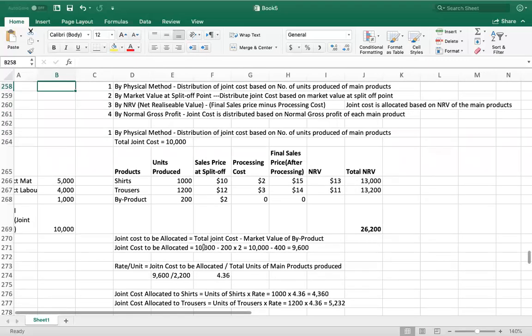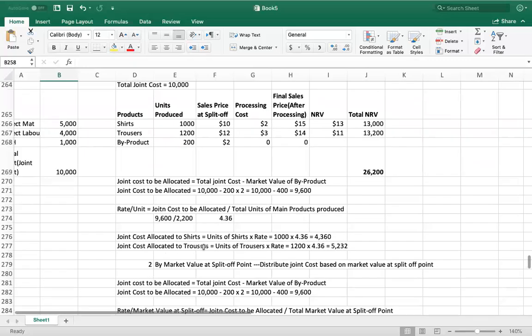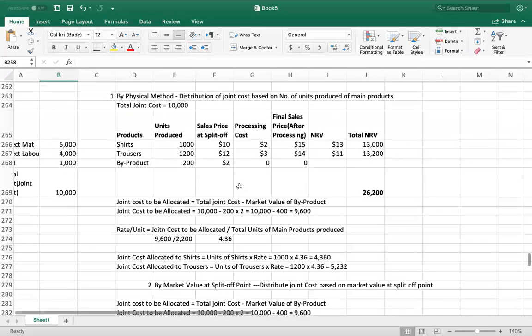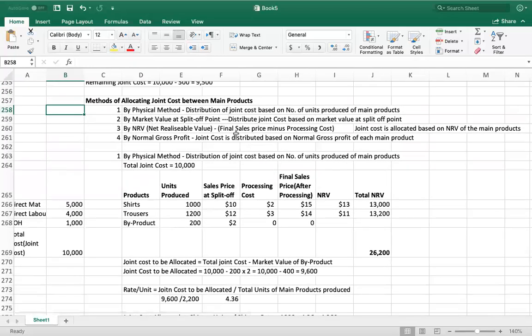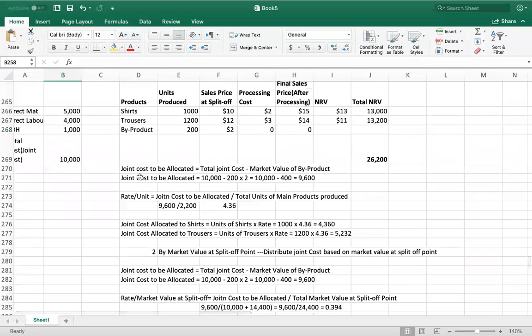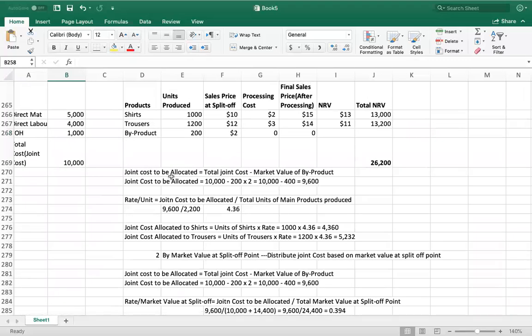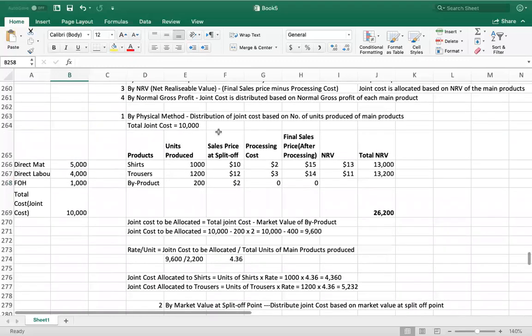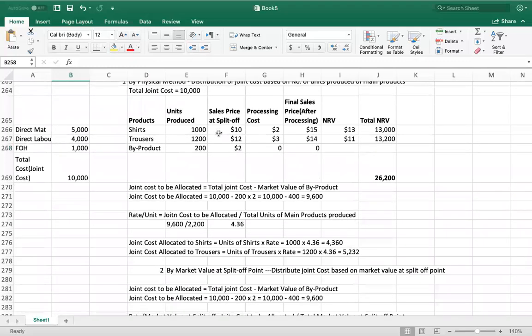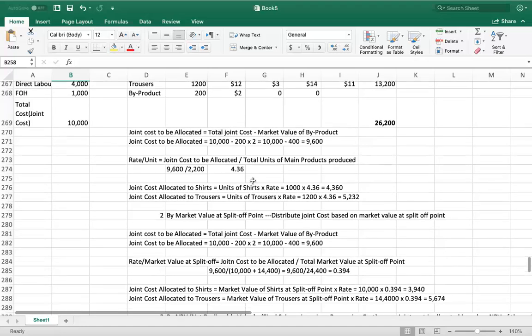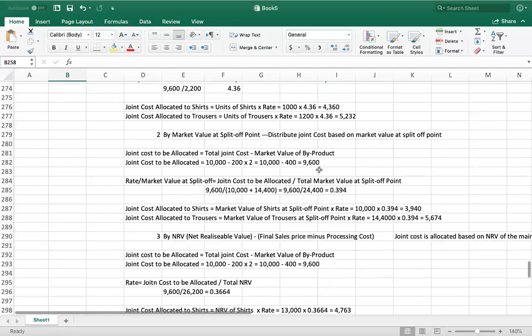Clear? Yes. Okay, now one more question. For example, by using the physical method, this is our first method. Oh no, not this method. Second method, for example. If I ask you what is the per unit cost of shirt?